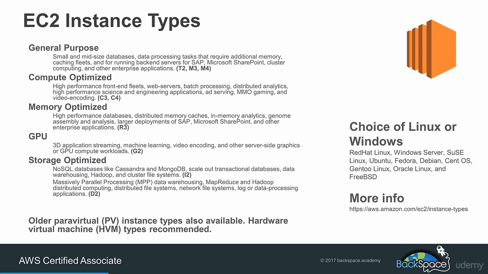The older Paravirtual Machine instance types are also available, but the Hardware Virtual Machine, or HVM, types are recommended by AWS for long-term support. So when you're selecting an Amazon Machine Image, and we'll talk about that in a second, always make sure that you select an HVM type, because that's going to give you the latest EC2 instance types. On your EC2 instance, you can have a choice of Linux or Windows and all of the variants around that.